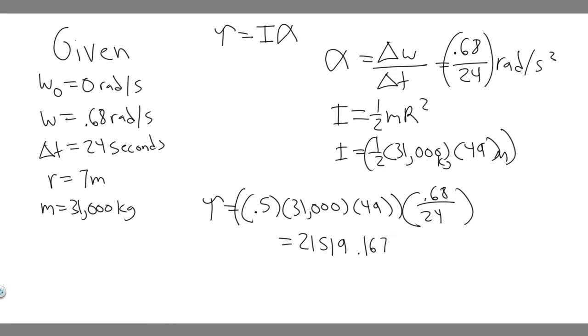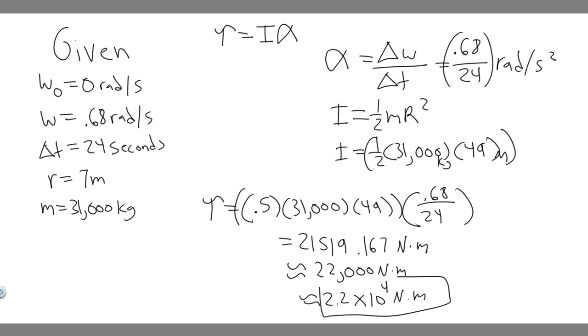Keep in mind the units for this. This is Newton meters. What I'm going to do is round this to 22,000 Newton meters, and then I want to put it in scientific notation. So 1, 2, 3, 4. So 2.2 times 10 to the 4 Newton meters. This is it in scientific notation.